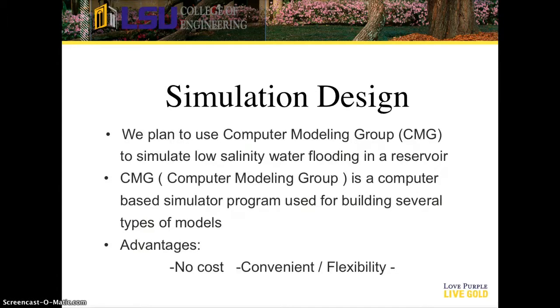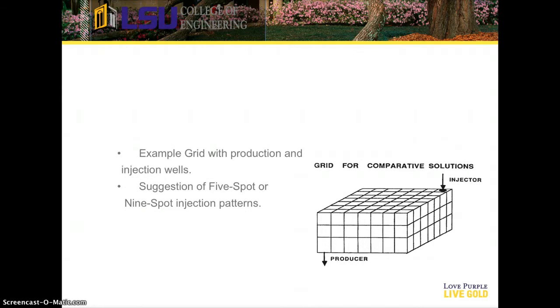For the project's purposes, CMG is suitable because of its no-cost advantage in addition to its flexibility to edit data as desired. The figure shown is an example of a grid that we are planning to work on. The grid has two wells, one for injection and one for production, located in opposite corners. Several cases of injecting low saline water will be tested.